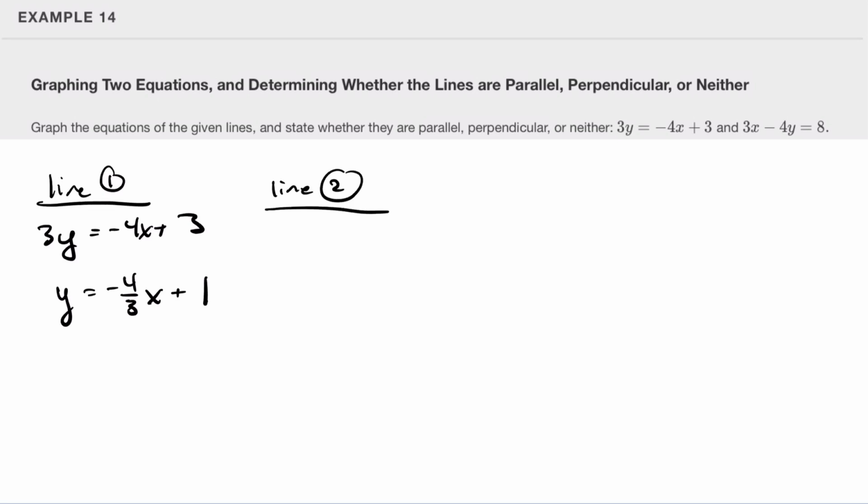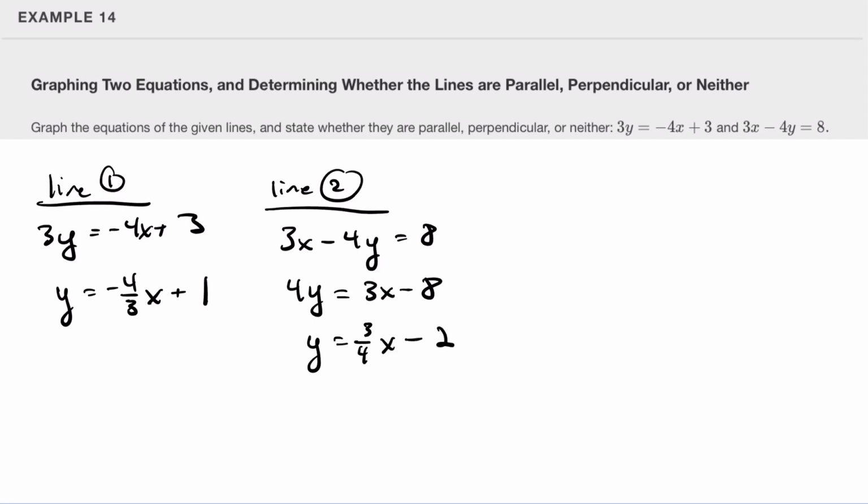And if we consider line 2, we have this 3x minus 4y equals 8. So I'm going to add the 4y and subtract 8. We'll get 4y equals 3x minus 8. Divide both sides by 4. y equals 3 by 4 x minus 2. So the slope of line 1 is going to be negative 4 by 3. The slope of line 2 is going to be positive 3 by 4.